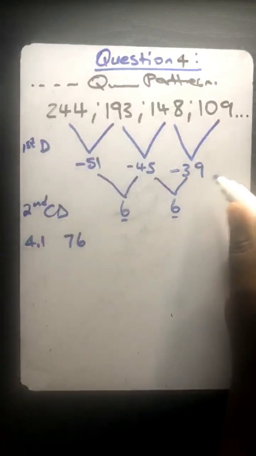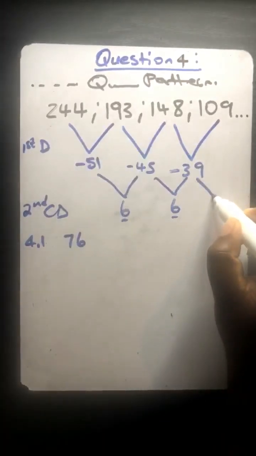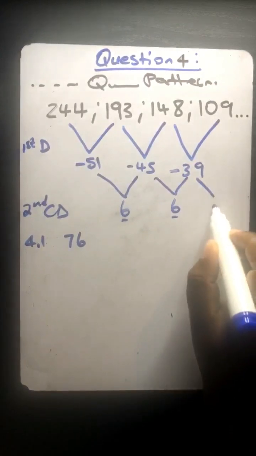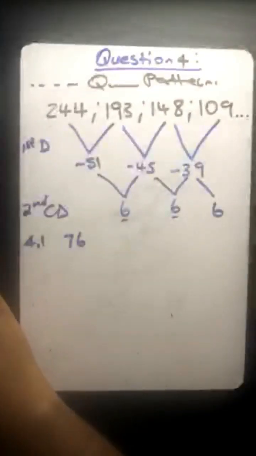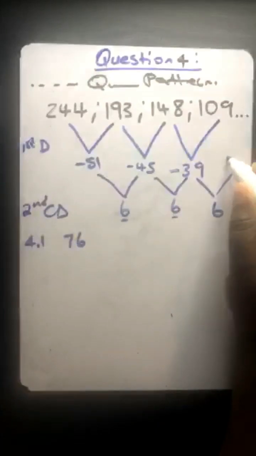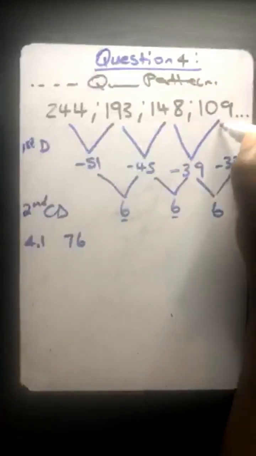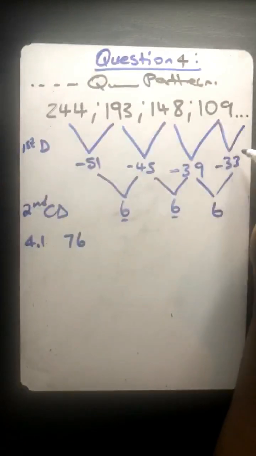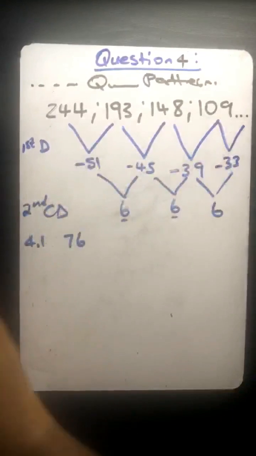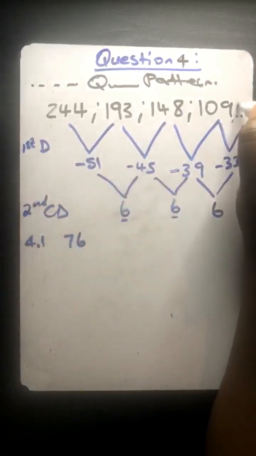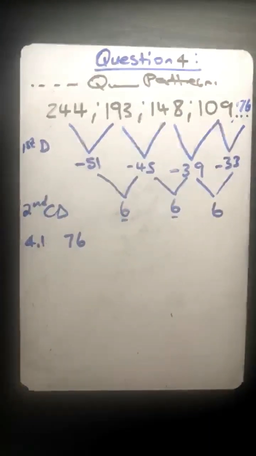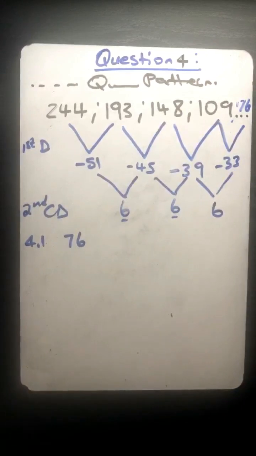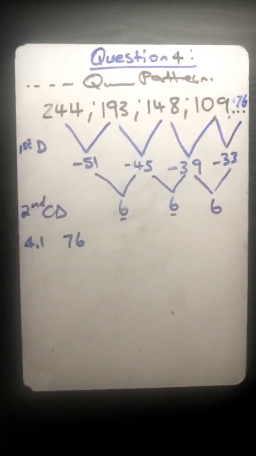Maybe let's see what Hamisa did there. So she added that to 6. Why 6? Because she knows it is the same for the second difference. So that means we're having negative 39. You plus it with 6. Okay, that means it gives a negative 33. So she takes that and adds it to that negative 33 to get, let's see, 109 plus negative 33. Oh, yes. It is 76. So that's how you work out the next term of a quadratic number pattern.